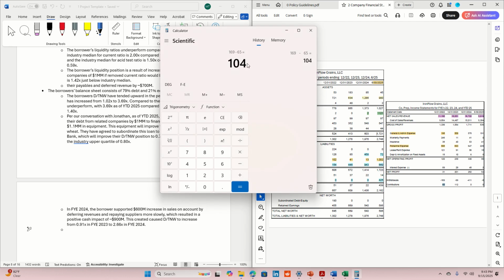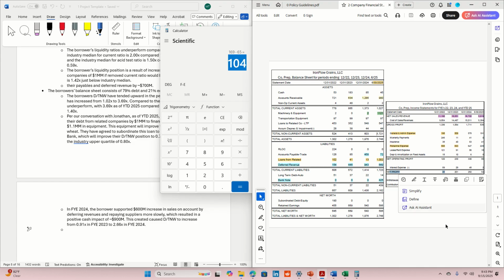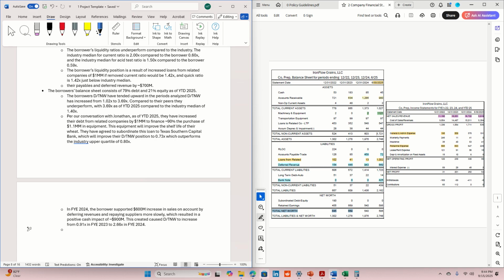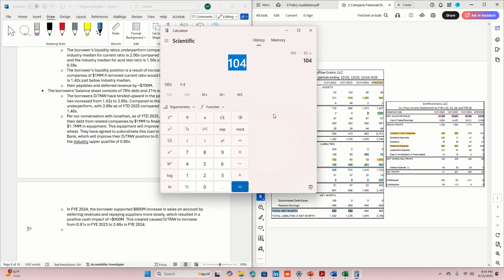So they withdrew 104K. Is 104K more than their net profit? Yes, it's more than their net profit. So right here, when we see that their total net worth went down, it's not because the company isn't profitable, but because they're withdrawing more cash than they're retaining. So our statement is going to be, okay, let me keep going through the numbers.